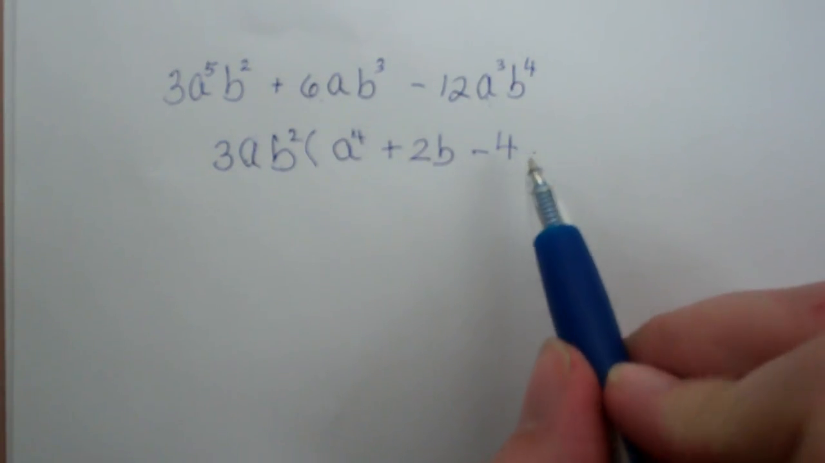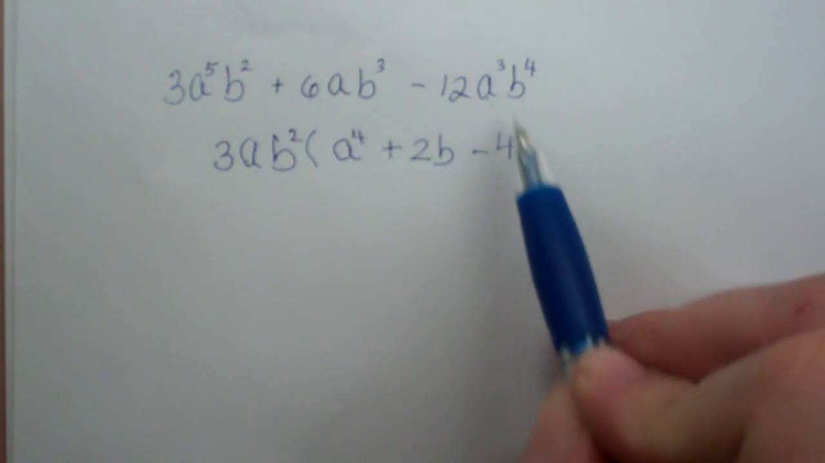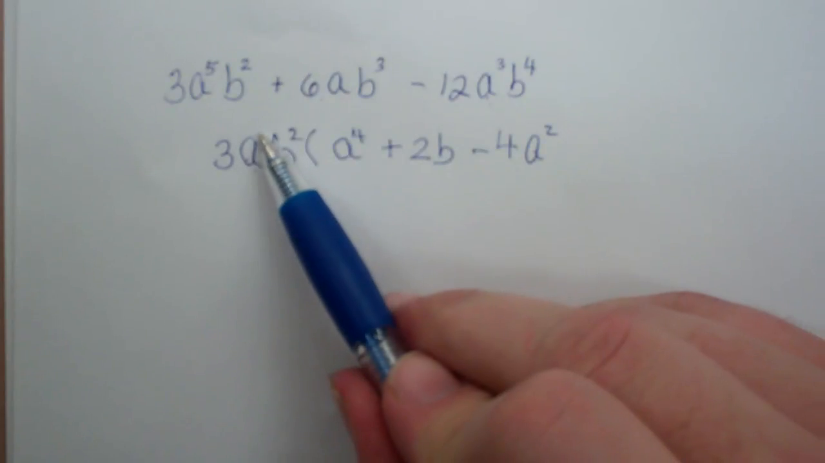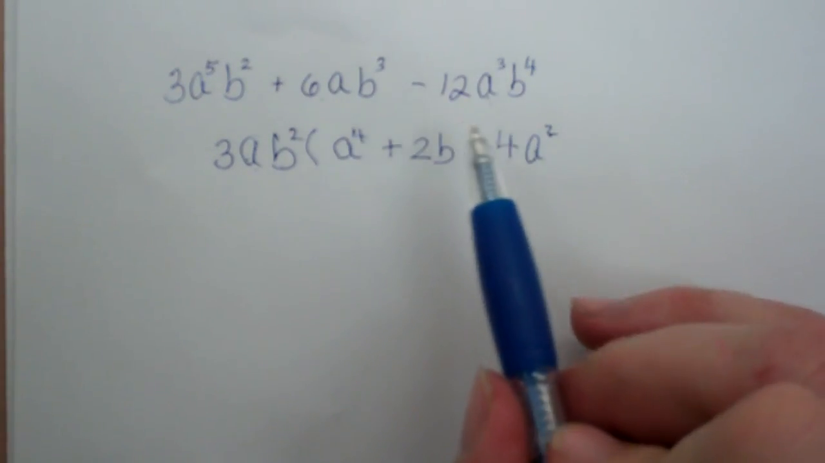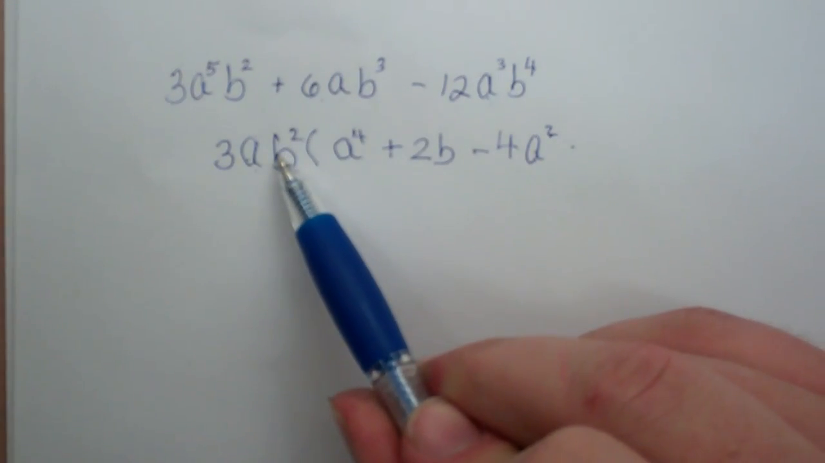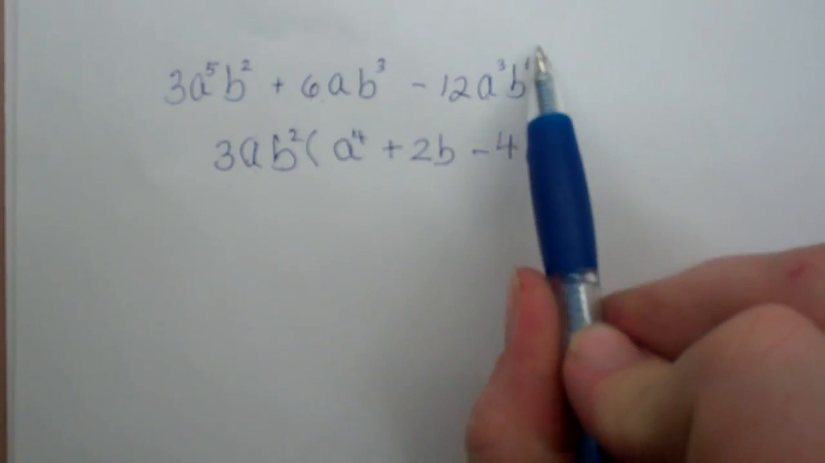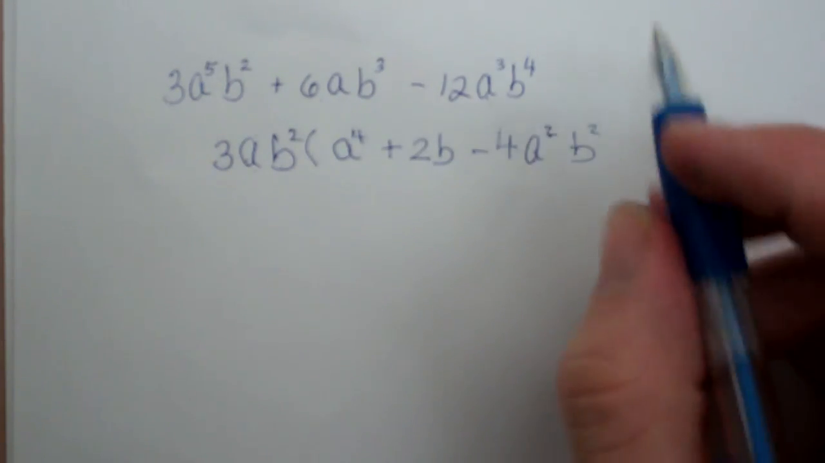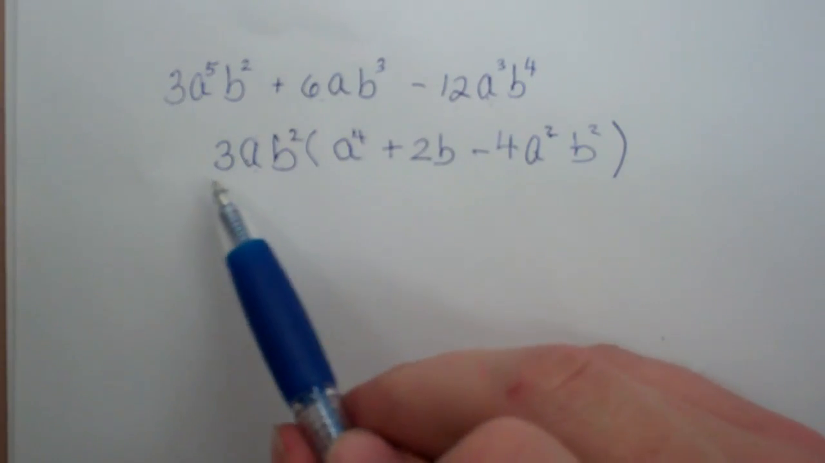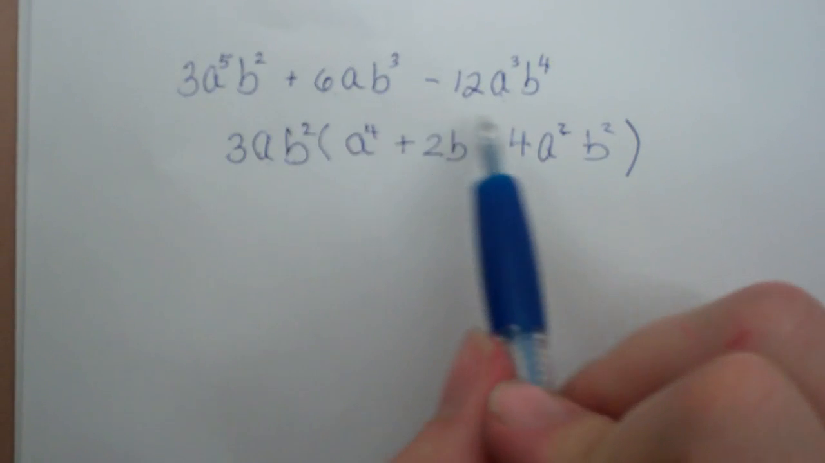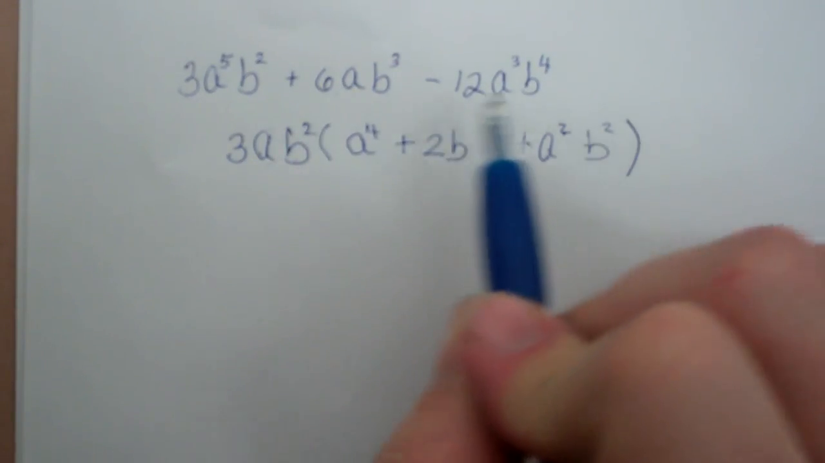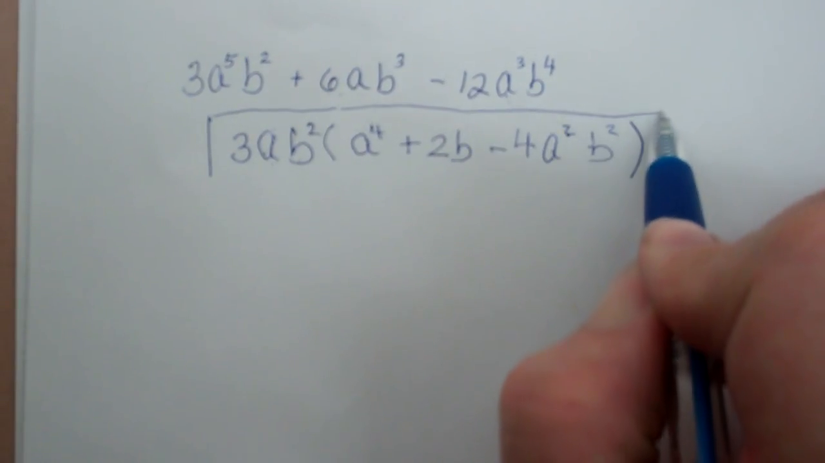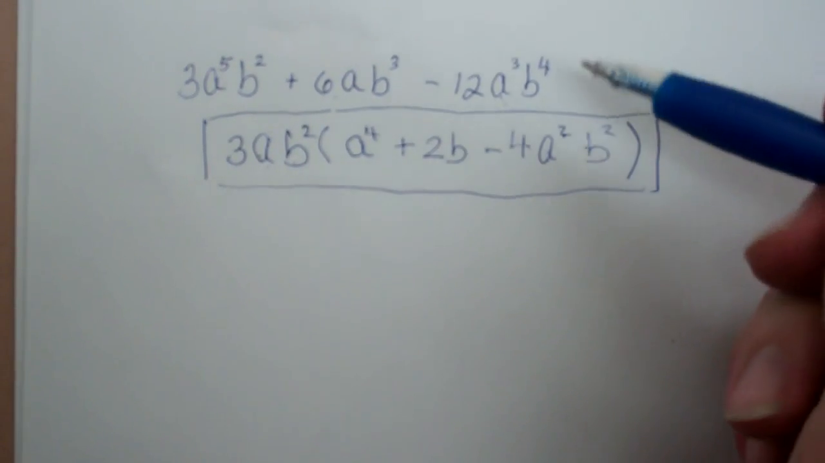What needs to go here so that a times this will give me an a cubed? Well, that would be an a squared, because remember, we add the exponents. And what needs to go here so that b squared times this will give me a b to the 4th? That would have to be a b squared. We can close this parentheses, and here we have factored this into this. This is the final answer if what we want to do is factor this expression.